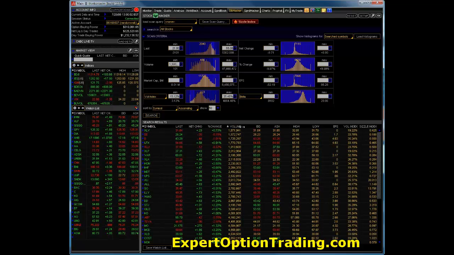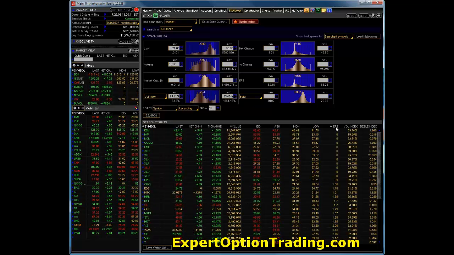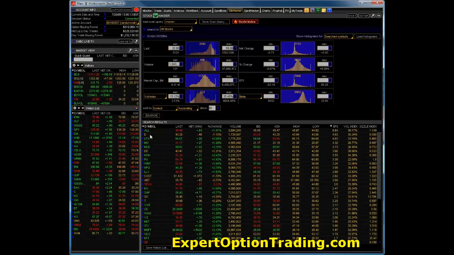Now you can also sort these by volume. Obviously the Qs we've gone through, Microsoft, Intel, I don't know. I like to search by EPS. It gives me some of the sleepers out there, like McDonald's, maybe MCD.